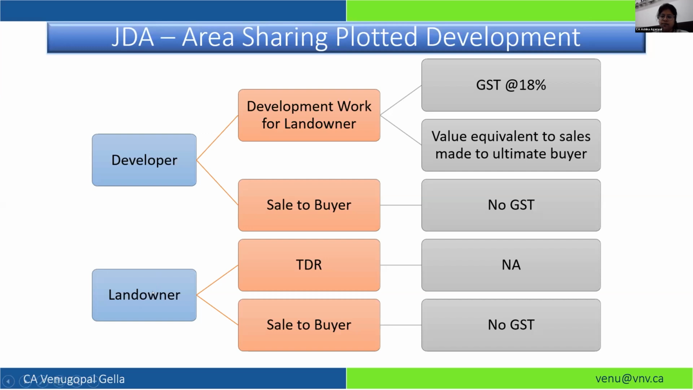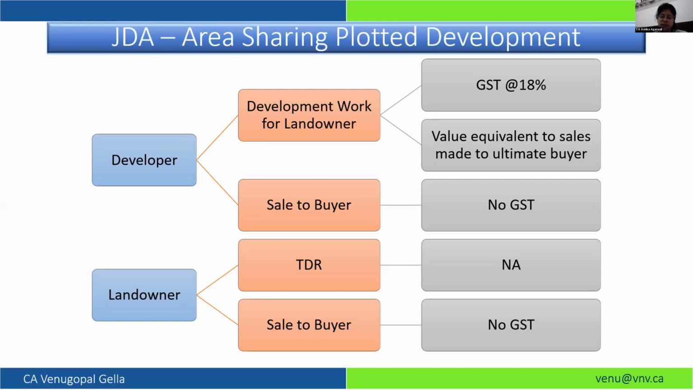Now coming to the landowner. In a JDA agreement, when there is a construction service, apartment construction, a commonly used word is development right. However, when we come to plot development, there is no transfer of development right. So there is no question to discuss on GST applicability on the same. Whatever developed plot is the landowner's part, which he will be selling to the buyer, there will be no GST on it. So this is in relation to plot development.